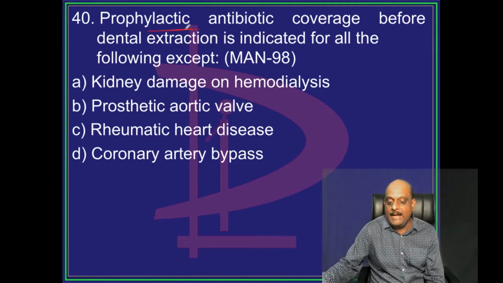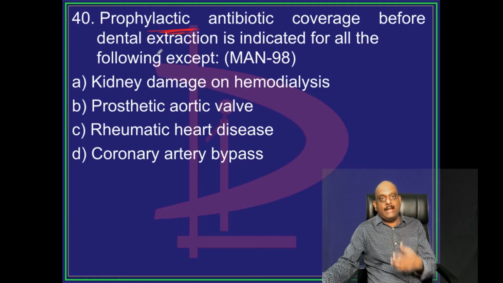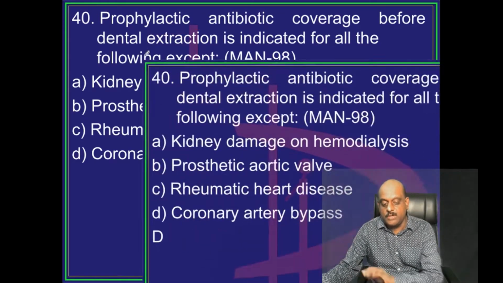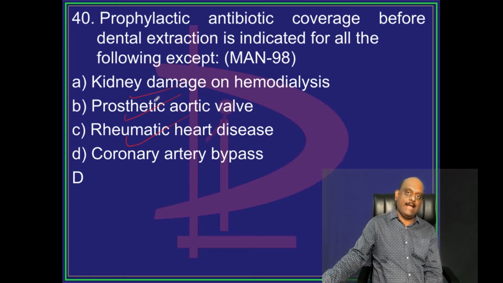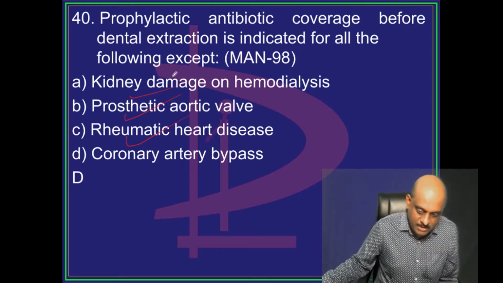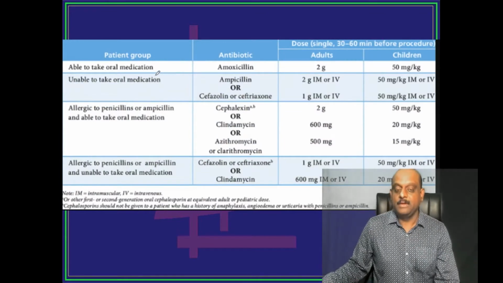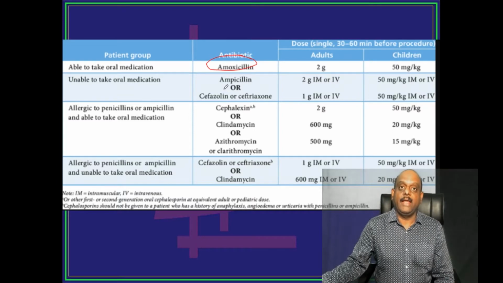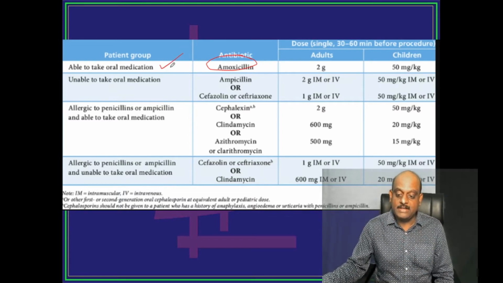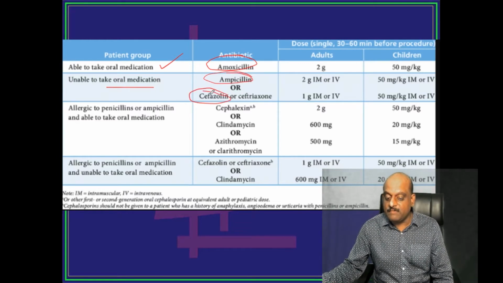Now, prophylactic antibiotic coverage before dental extraction, what are the situations where you want to do it? We want to do it in rheumatic heart disease, prosthetic aortic valve, kidney damage on hemodialysis, patient on hemodialysis, you need to do. So typically, doctor, we have amoxicillin if he is able to take oral medication. Unable to take oral medication, ampicillin or cefazolin.